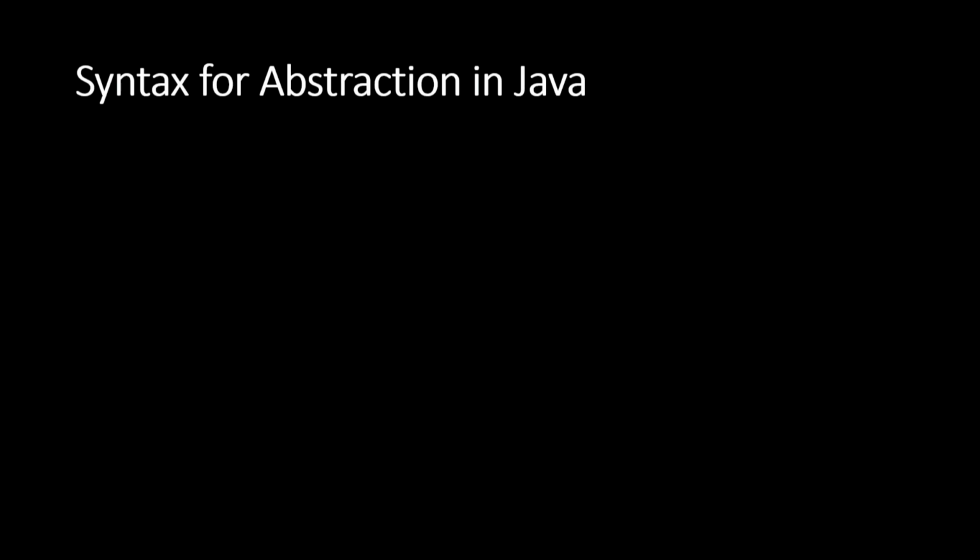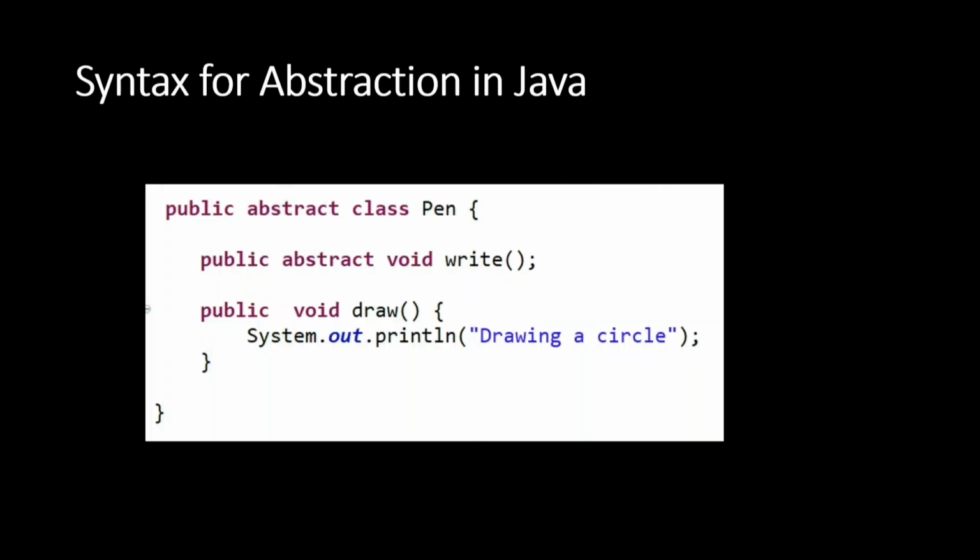Syntax for abstraction in Java. Here you can see class Pen is declared with the keyword abstract. It means class Pen is an abstract class. Since an abstract class can have both abstract and non-abstract methods, here we take two methods. First, write as an abstract method and draw as a non-abstract method.